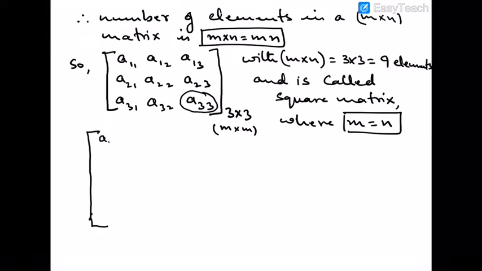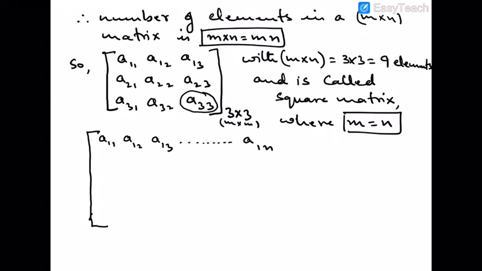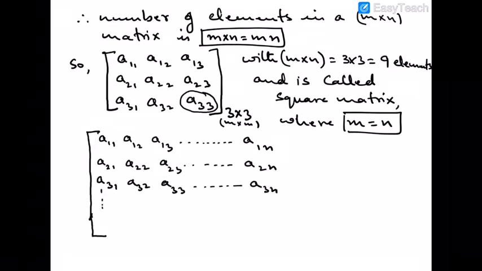Now let's write down a matrix of M rows and N columns. Our first row is A11, A12, A13 up to A1N. Similarly, we can write a couple of more rows before writing down our last row, that is mth row. Therefore, mth row will be AM1, AM2, AM3 until AMN.